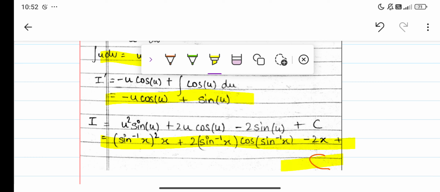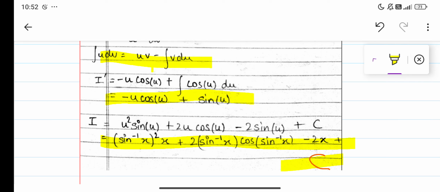I hope you like this video, and this video clears your idea about how we use integration by parts to solve an integral like this.